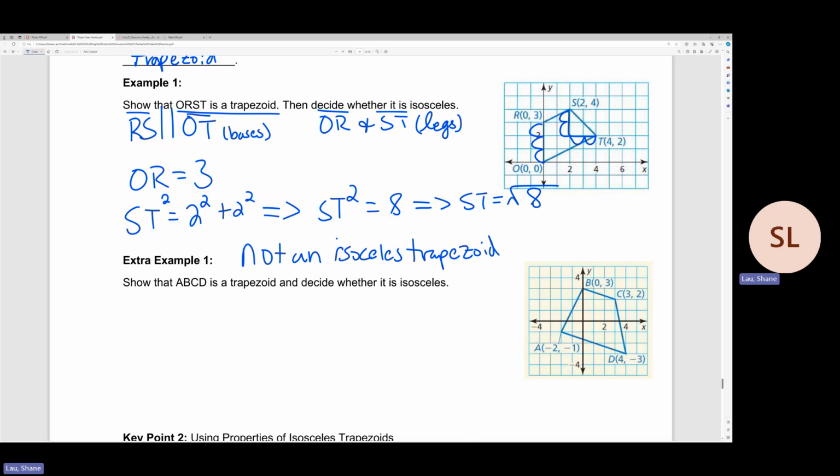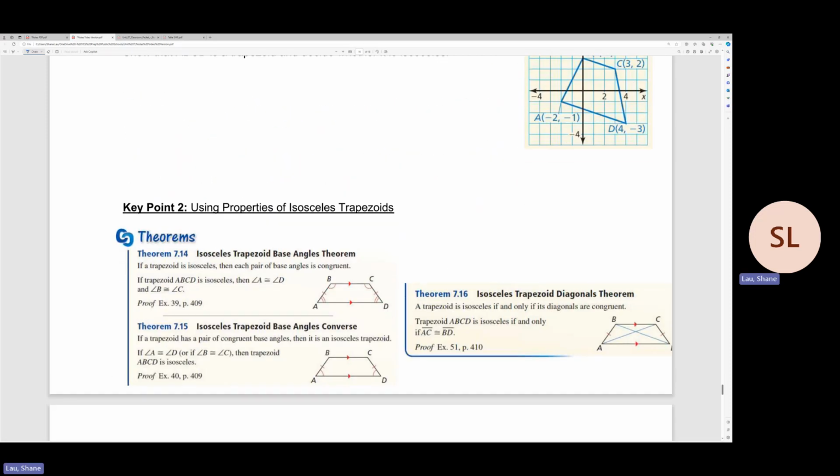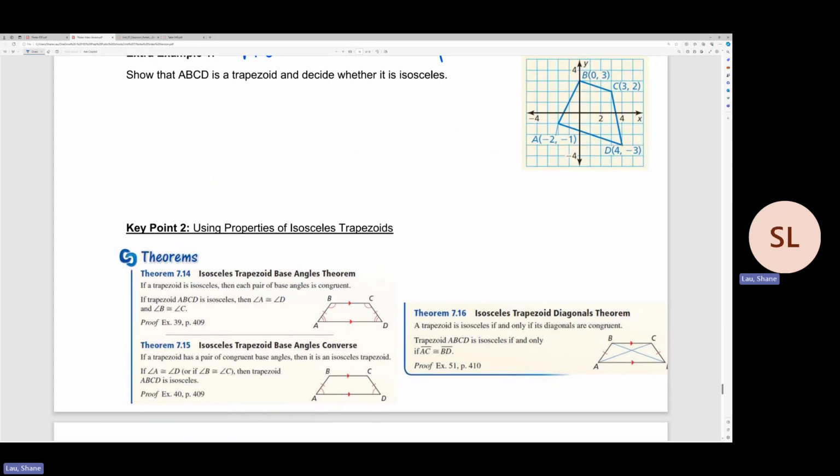And you can say any number of things, but I'm just going to say OR is not equal to ST. Pretty simple. Do the same thing with extra example 1. My suggestion is you pause the video and do it on your own first, see if you can get the problem right or not. We'll move on.